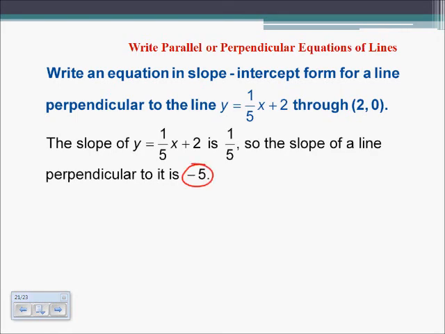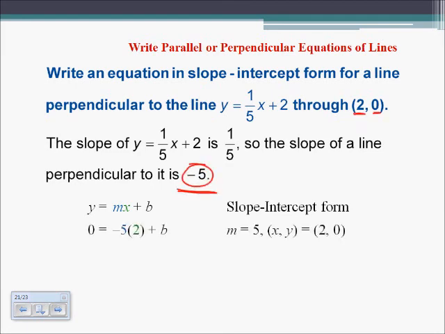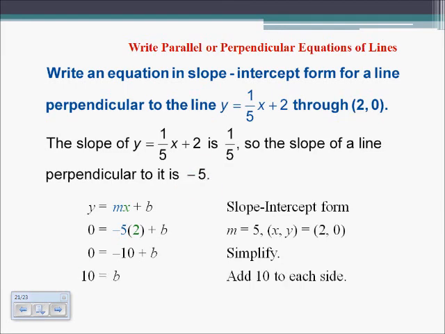Okay, this time we're going to take a little different approach. We're going to use the solving for b method, just for demonstration purposes. We'll have y equals mx plus b. The m that we're dealing with is negative 5, and the x is 2, and the y is 0. Using those three pieces of information, we can solve for b. So we have 0 is equal to negative 5 times 2 plus b. Simplifying, 0 is equal to negative 10 plus b. Adding 10 to both sides, we have b is equal to 10.